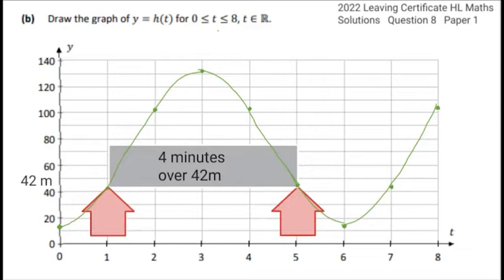So let's observe the cycle. At minute 1 in the cycle, it will exceed 42 meters. So it'll come back around and it will go under 42 meters at 5 minutes. So we have a total of 4 minutes it will be above. So if we start at minute 1, we can get the first 4 minutes. So if we do that for another 8 cycles, we can go up to 48.